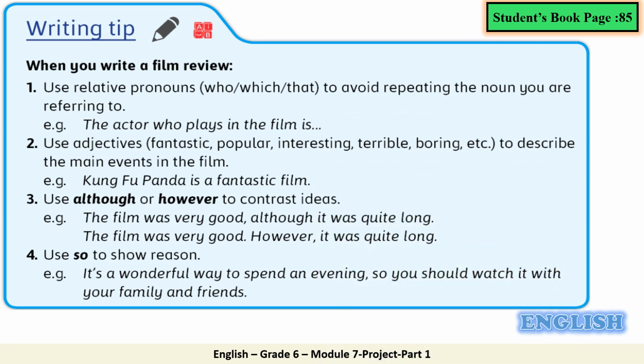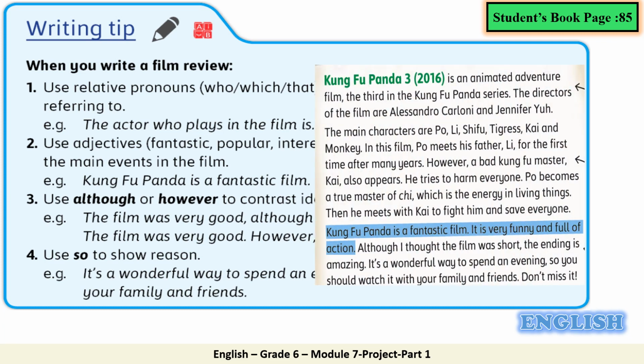Use adjectives. Fantastic, popular, interesting, terrible, boring to describe the main events in the film. Kung Fu Panda is a fantastic film. If we go back to the previous paragraph, yes, we can find that in paragraph 3, Kung Fu Panda is a fantastic film. It's very funny and full of action. Great. You can underline it, by the way. So if you use your pencil and underline with me in the paragraph above the writing tips.